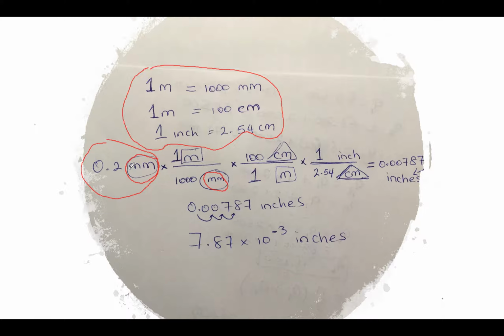So here I'm going from 0.2 millimeters to meters. Again, listen to that. I am going from 0.2 millimeters. I'm converting from millimeters to meters with this proportion. And then from meters, I'm going to centimeters. You see the meter and meter. And then from centimeters, I'm going to inches, as you can see here.